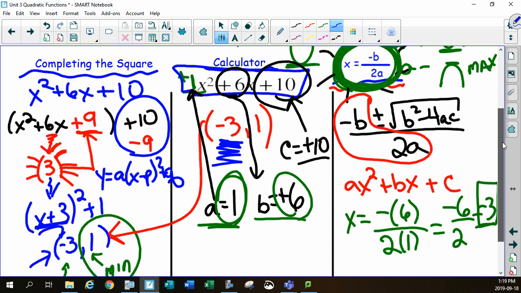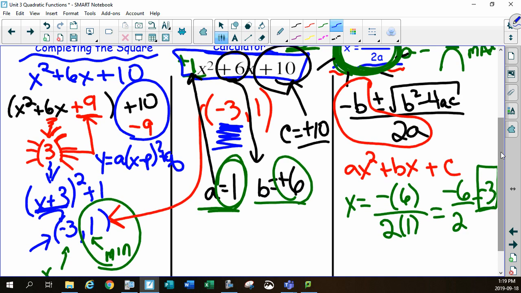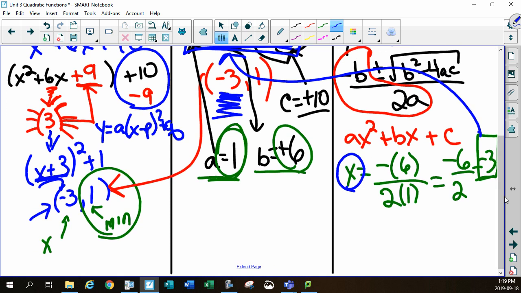Now, the only problem with that formula, it does not give you the y coordinate of the vertex. So how do we figure that out? It's actually pretty easy. You're going to take that minus 3, because you know it's the x, and you're going to pop it back into our original mess right here. So I'm going to rewrite the mess because we need to. It's x squared plus 6x plus 10. Now you're just going to take this minus 3 and you're going to pop it into wherever there's an x.